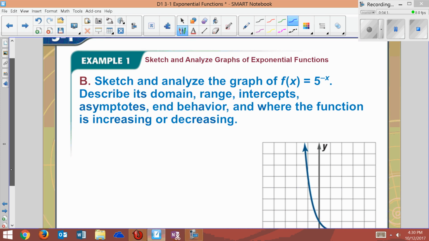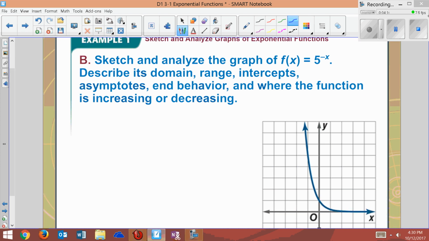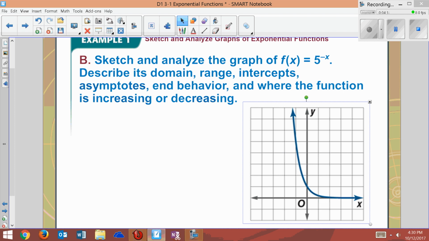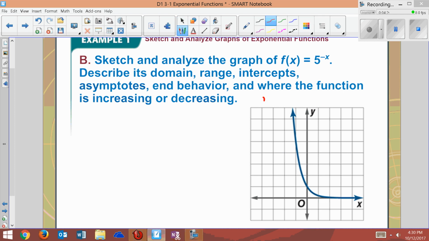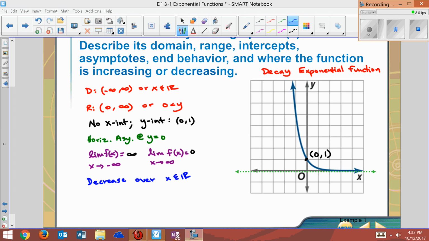All right, now let's see another one. This is a decay function. Why we call this one a decay is because it's going down from left to right. Now, a lot of these values ought to be exactly the same. So here's what I'm going to do. I'm just going to pause the video, and I'll let you try to fill in all this stuff and see if it matches up with mine.